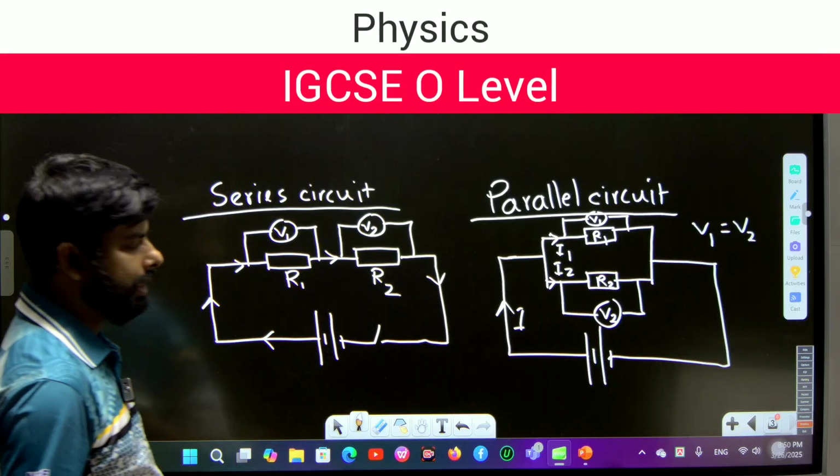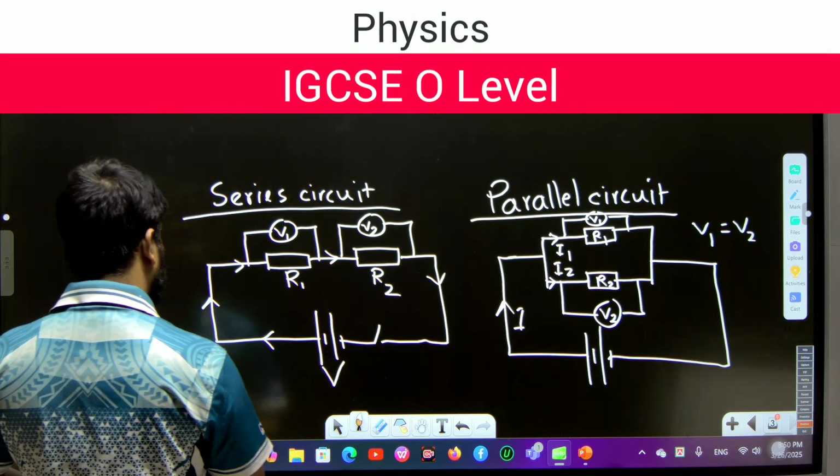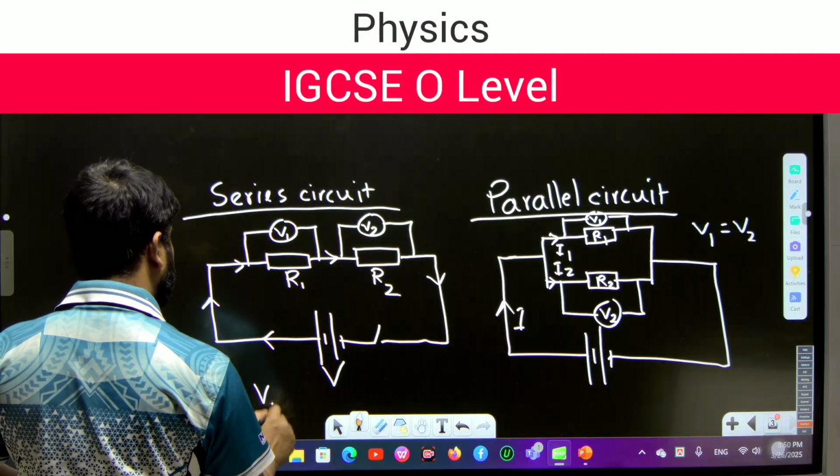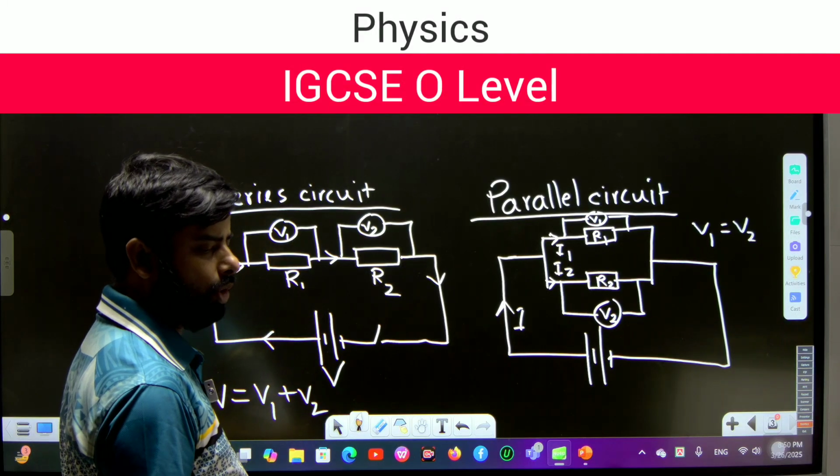And in a series circuit, the current is the same, but the total voltage is equal to the summation of the voltages across the individual components.